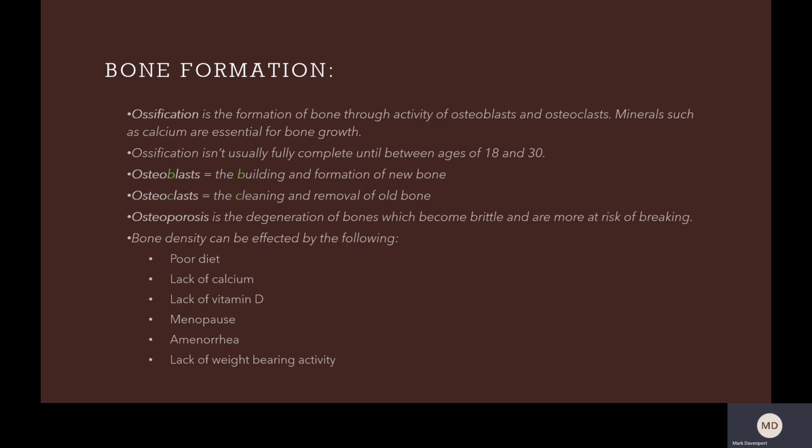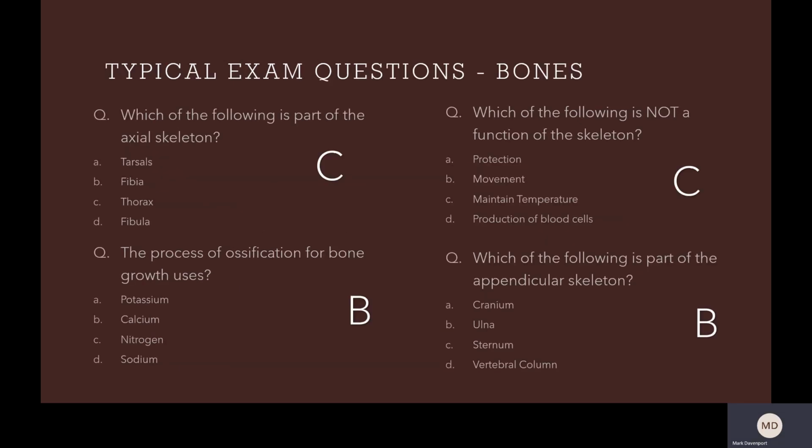So some key things that you could recommend people to do are weight training, increasing vitamin D and increasing calcium intake, which would all help towards getting stronger bones. But remember, osteoblasts build, osteoclasts clean or clear. This has come up wrong as well. But here are some typical exam questions.